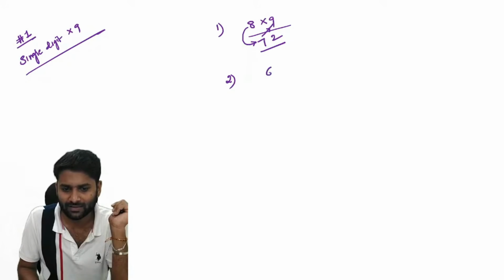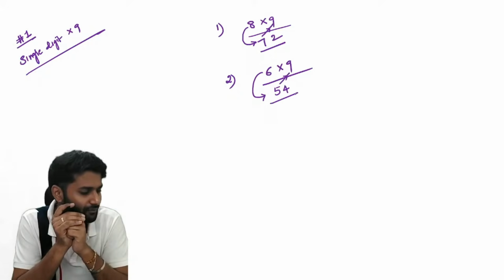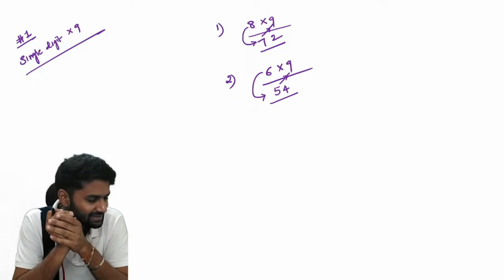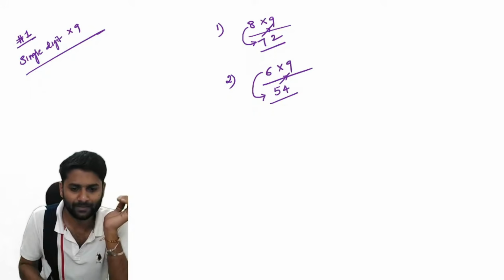Let's go for another one. 6 into 9. As I go through the same approach here, consider the previous digit. Previous digit of 6 is 5. Then 5 becoming 9 is exactly 4. So here the answer is 54. Is it clear?